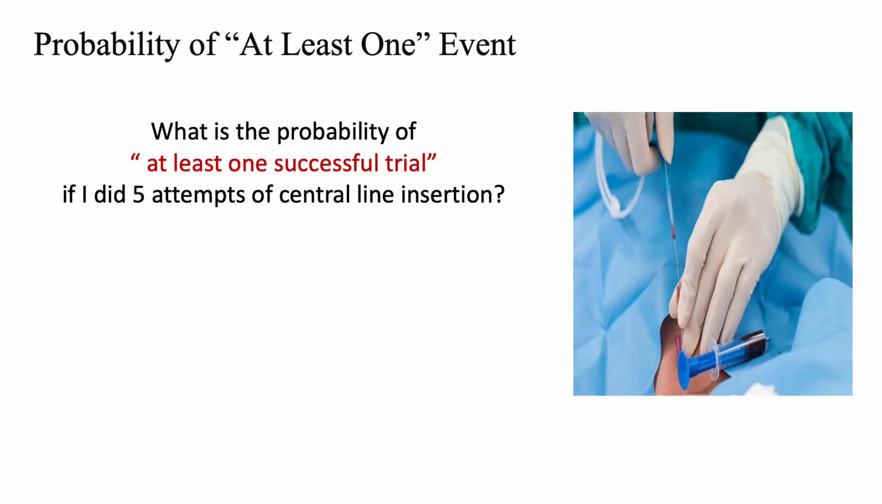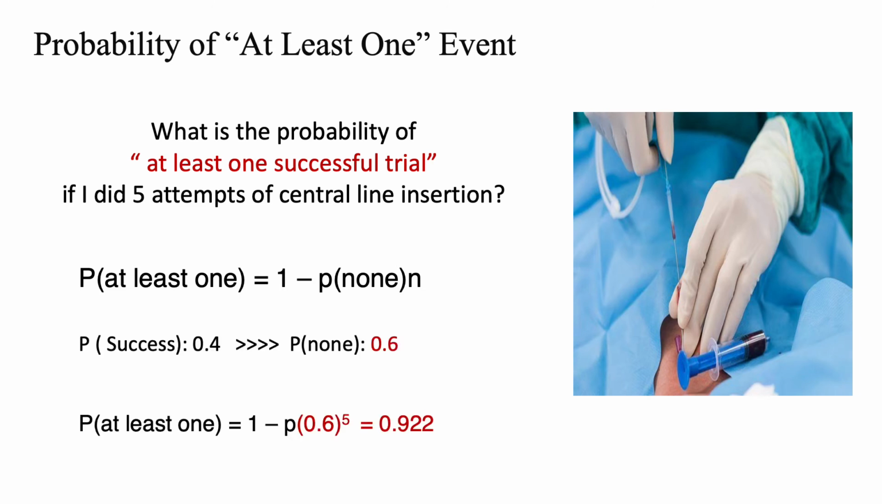Additional probability rule is the probability of at least one event. Let us have a practical example. What is the probability of at least one successful trial if I did 5 attempts of central line insertion? The probability of at least one is equal to 1 minus probability of none to the power of number of trials. So if the probability of success in each trial is 0.4, the probability of non-success is 0.6, as the sum of probability in each trial is equal to 1.